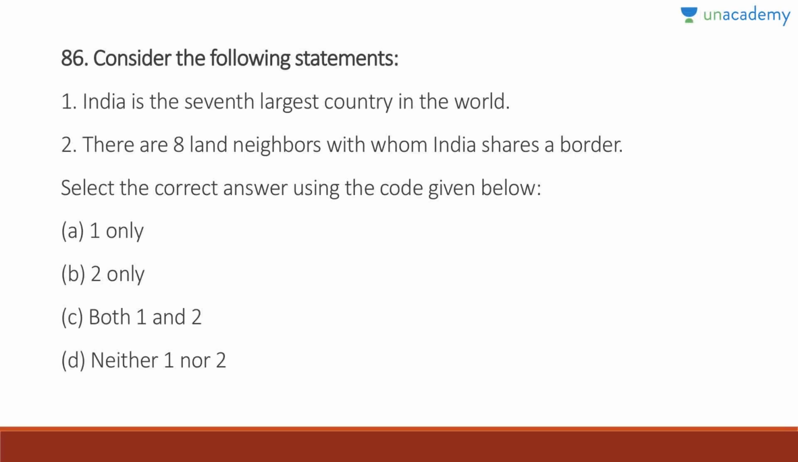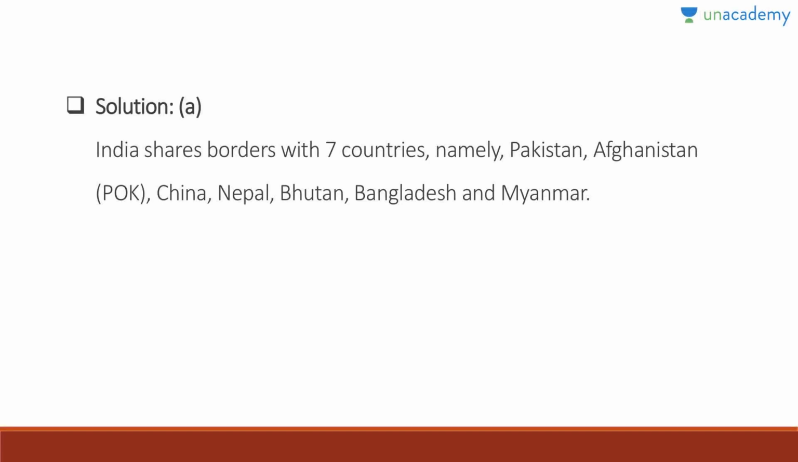Question number 86. Consider the following statements. India is the 7th largest country in the world. Yes, this is absolutely correct. There are 8 land neighbors with whom India shares a border. There are 7 countries. So the answer here is A, one only. India shares a border with 7 countries, including Pakistan, and Afghanistan through illegally occupied POK. Pakistan has illegally occupied a Kashmir portion which shares borders with Afghanistan, which is an integral part of India. Then you have China, Nepal, Bhutan, Bangladesh and Myanmar. So the answer here is A.